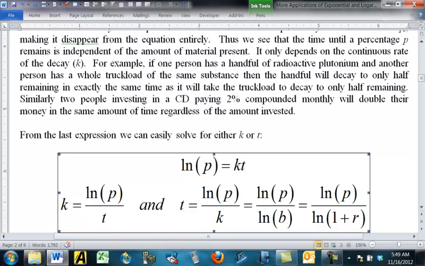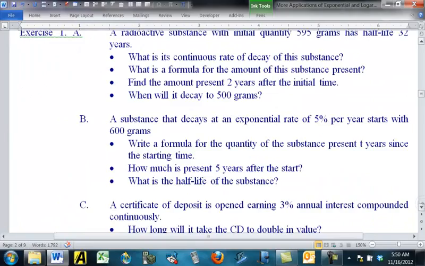However, in many real-world problems, you might be given k, you might be given b, you might be given r, or you might be given some specific time and have to solve for k. But probably the easiest thing for me would be to just memorize this first version, ln of p equals kt, and just go from there.